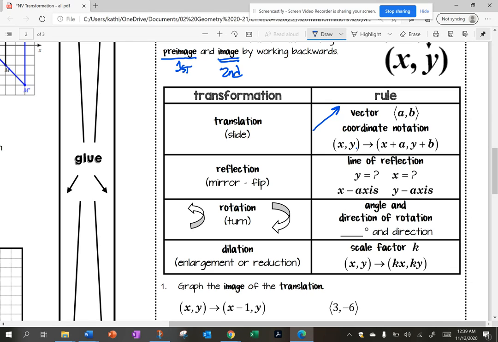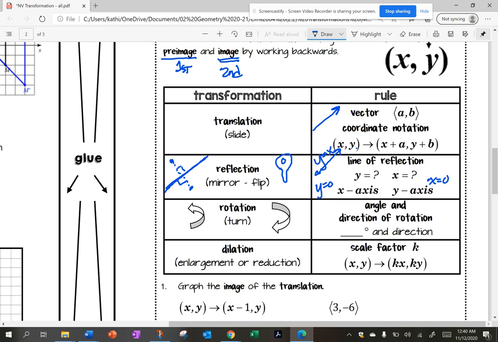A reflection, I'm going across a line. So I'm counting towards the line perpendicular, and then I'm going to go the same amount on the other side of the line. I like to think of this one being a mirror, and I'm looking in the mirror. It's a flip. I can go over any type of line. Some common lines are the x-axis is y equals 0. The y-axis is x equals 0. And the 45-degree line is y equals x.